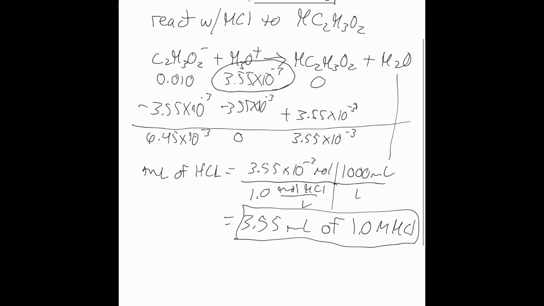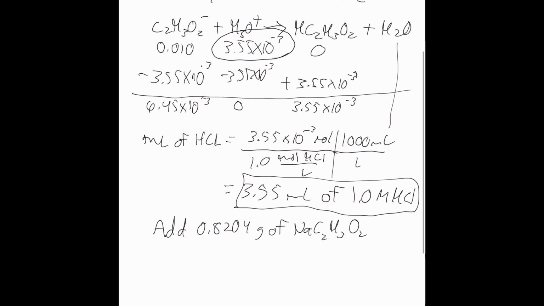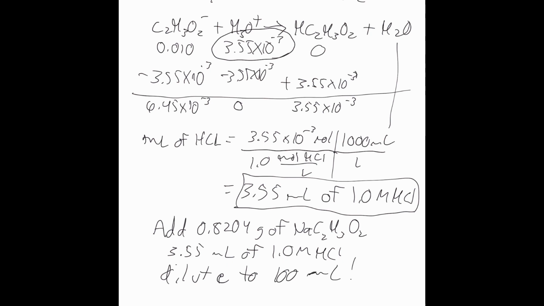So along with our 0.8204, we would add 0.8204 grams of sodium acetate and 3.55 milliliters of 1.0 molar HCl, and we would dilute to 100 milliliters to get our final volume. And then we have a buffer.